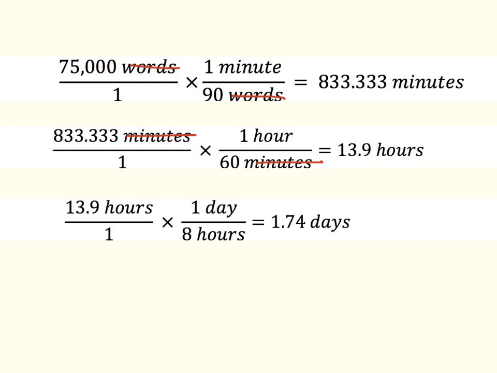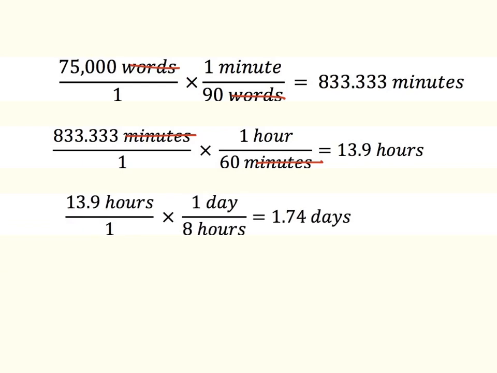Last, we take 13.9 hours, and we know that we have 8 hours in 1 workday, so we set up this proportion, cross out the units, and that gives us 1.74 days. That's a lot of typing.